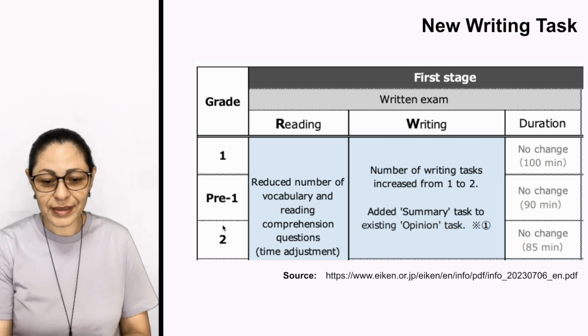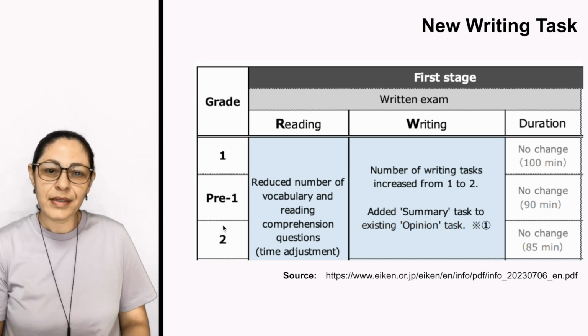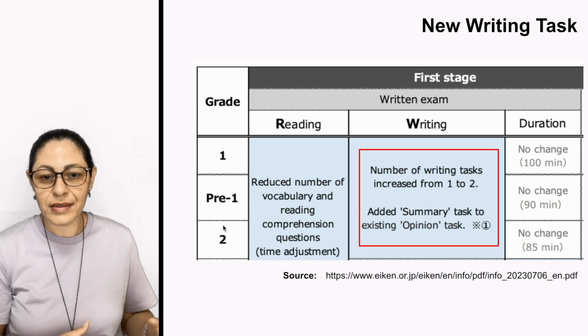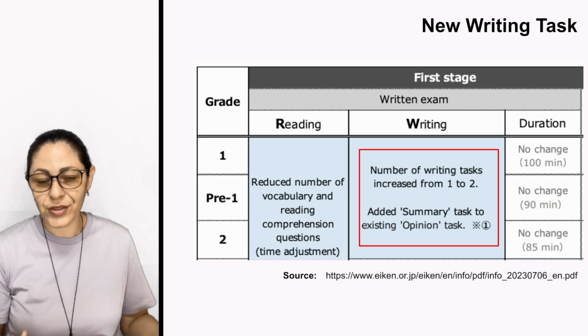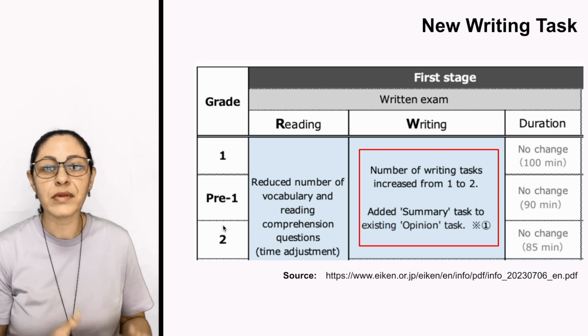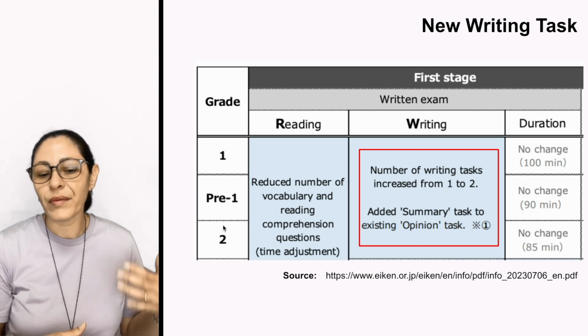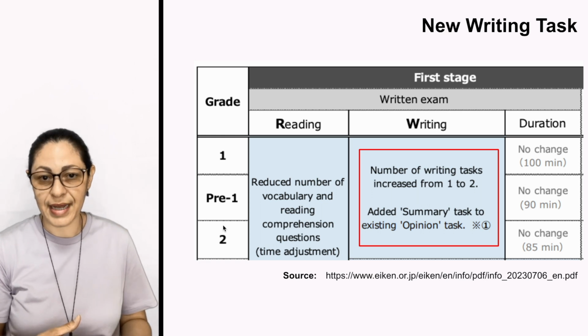Well, take a look. The writing section. Previously, it had only one writing task, which was a prompt, a question, and you had to give your opinion on that specific prompt and give 2 reasons to support your opinion. We still have that, but now we have one more summary task.